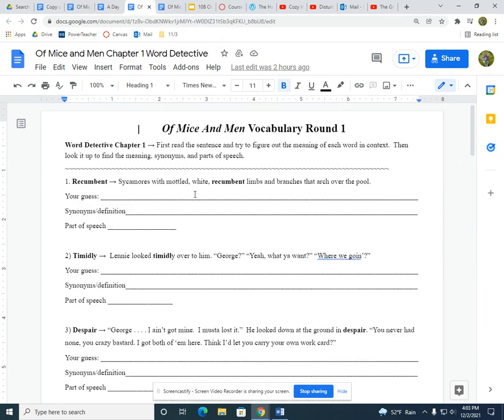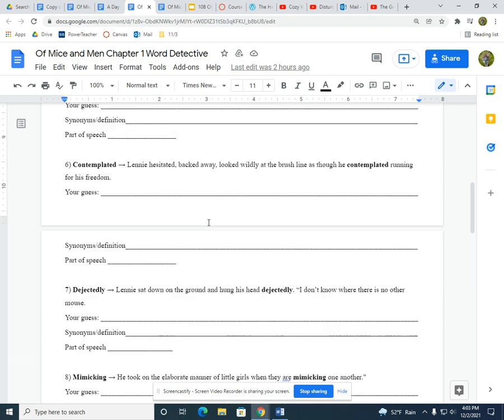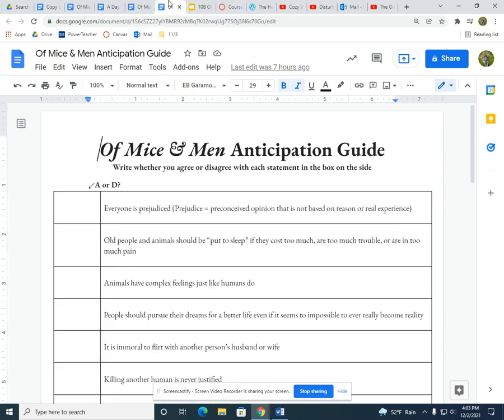Then you're going to jump into your vocab. So welcome to your vocab. Basically what you do is you take a look at the word and see if you can figure out what it means just by reading the sentence for context. After you guess, look up the definition, and that's your intro to your vocab words.